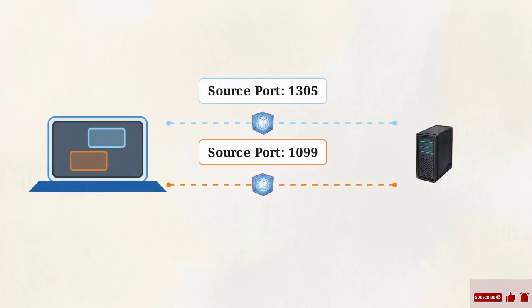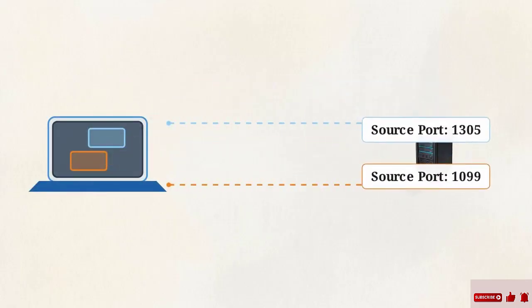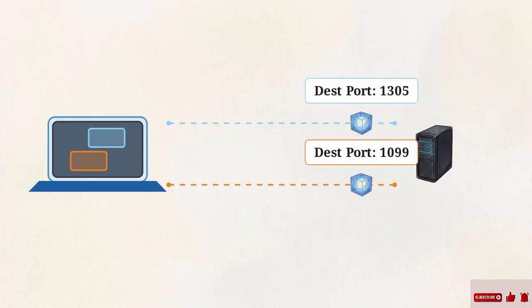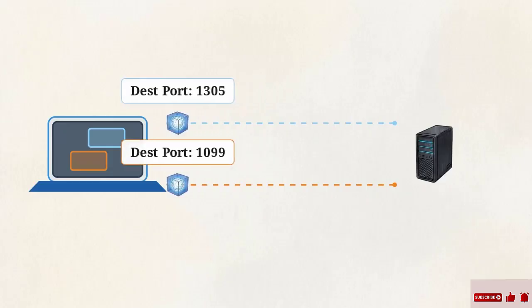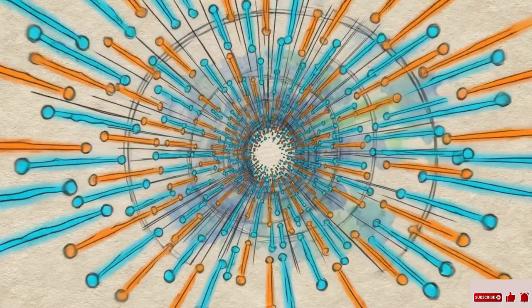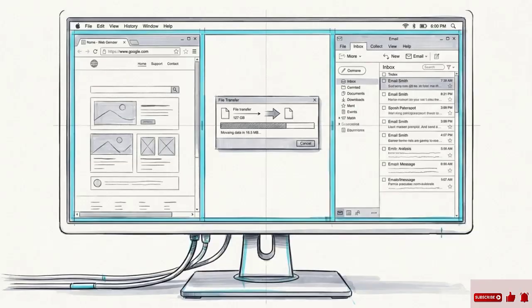When the server processes these requests, it reads the dynamically generated source ports 1099 and 1305 and uses them as precise segregated return addresses for the returning web and file data. The logging of these distinct socket pairs is the exact mechanism an operating system uses to effortlessly route thousands of incoming packets to the correct application tab without a single data collision.